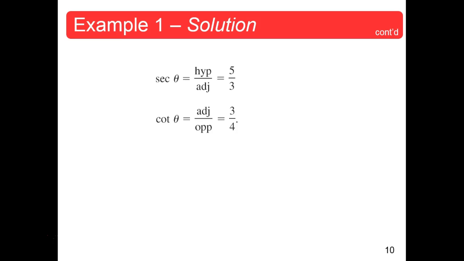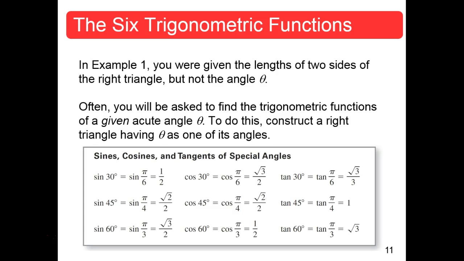Remember what angle we're dealing with. Make sense? Just a piece of cake. Okay? Now, in example 1, you are given two lengths, the lengths of the two sides of the right triangle, but not the angle theta. Often you'll be asked to find the trigonometric functions of a given acute angle theta.